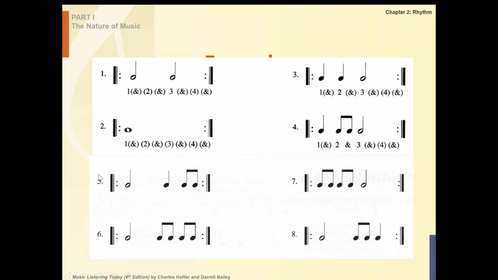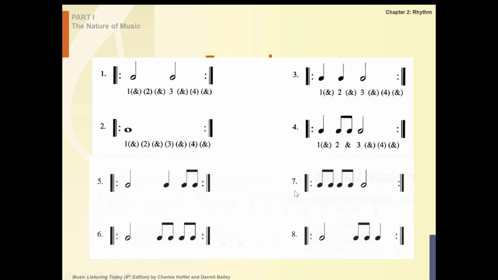Now we will read number 5. 1, 2, 3, go. 1, 3, 4, and. One more time. 1, 3, 4, and. Okay, now how about number 6? 1, 2, 3, go. 1, 3, and 4, and. One more time. 3, go. 1, 3, and 4, and.